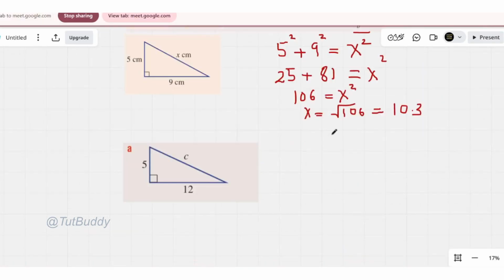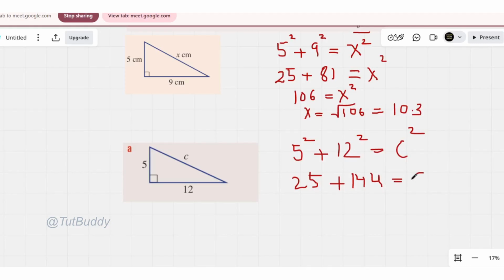Now let's move to the next question. This time, the shorter sides are 5 and 12. Again, using the formula, 5 squared plus 12 squared equals x squared. That's 25 plus 144, which gives us 169. Taking the square root of 169, we get x equals 13.